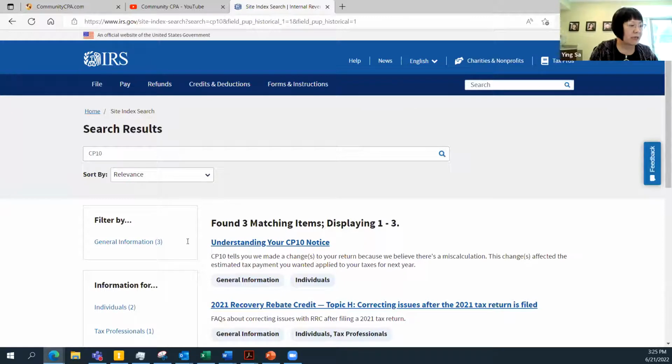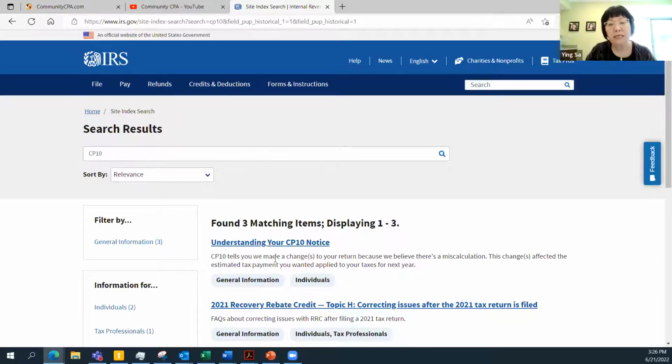The IRS will say, understanding your CP10 notice. They have individual information, general information. It says that CP10 tells you, we made changes to your return because we believe there is a miscalculation. These changes affected the estimated tax payment you wanted applied to your taxes for next year. So the IRS actually tells you that your estimated taxes were changed, so it will affect you next year. That's why they give you this letter.